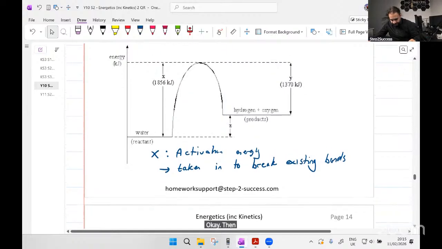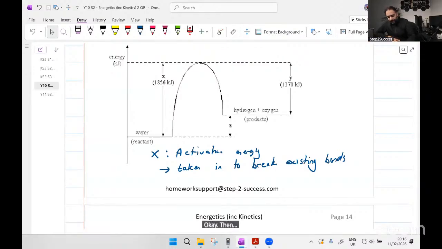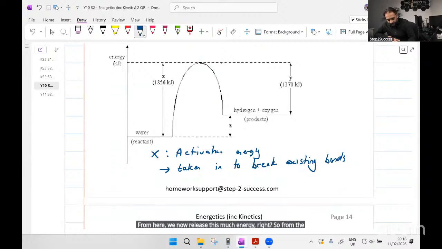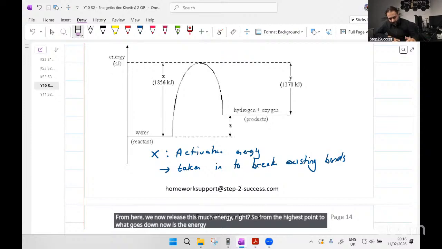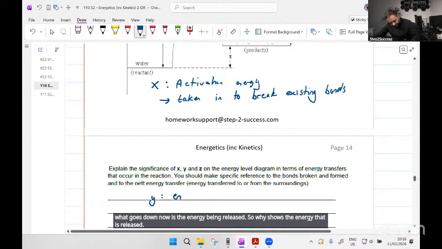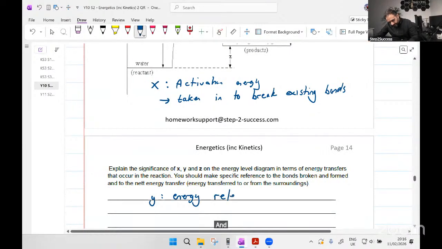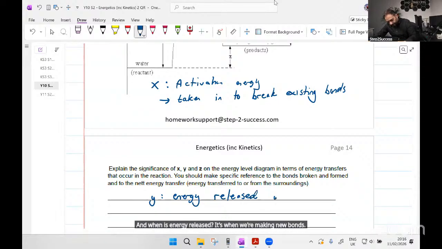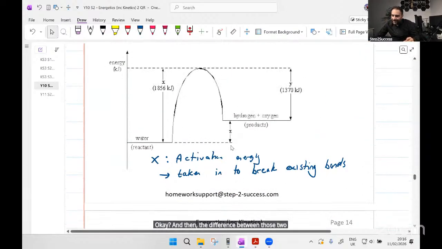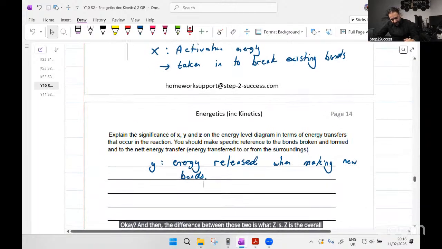From here, we now release this much energy. So from the highest point to what goes down now is the energy being released. So Y shows the energy that is released. And when is energy released? It's when we're making new bonds on the right-hand side. And then the difference between those two is what Z is. Z is the overall energy change.